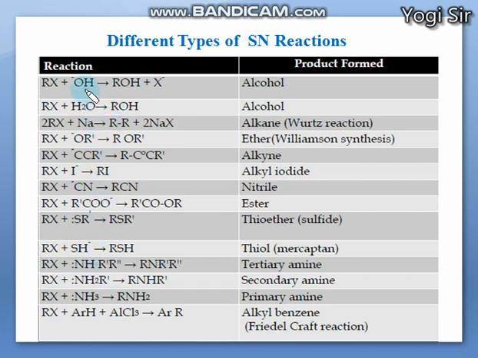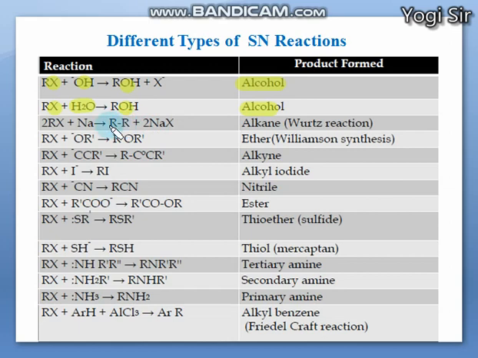You can see this OH minus reacts with alkyl halide. This OH is a nucleophile, will substitute this halogen, and produces the product, alcohol. In the same way, water, which works like a neutral nucleophile, will substitute this halogen to produce alcohol.